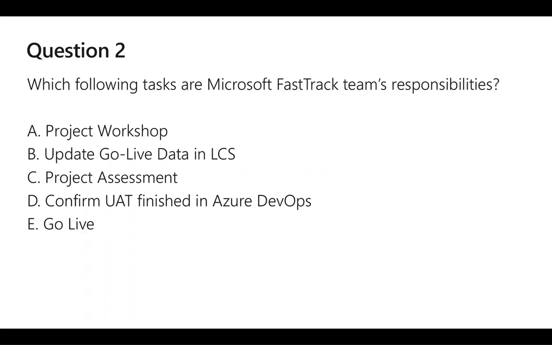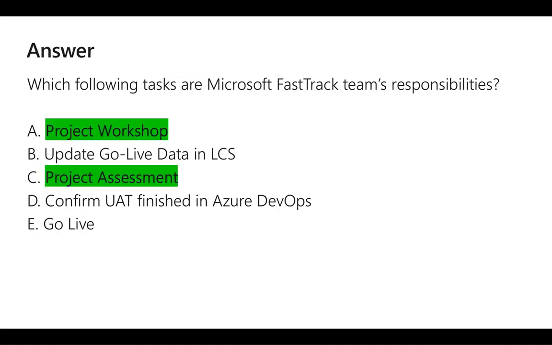Question 2. Which of the following tasks are Microsoft FastTrack team's responsibilities? A. Project workshop. B. Update go-live data in LCS. C. Project assessment. D. Confirm UAT finished in Azure DevOps. E. Go live. The correct answer is A, project workshop, and C, project assessment.